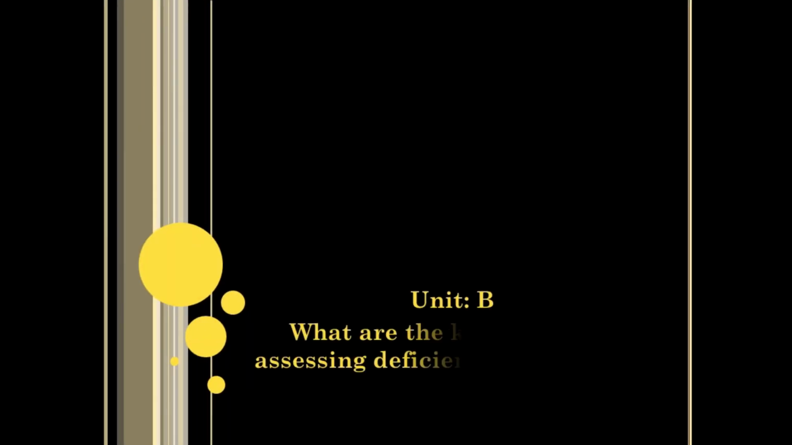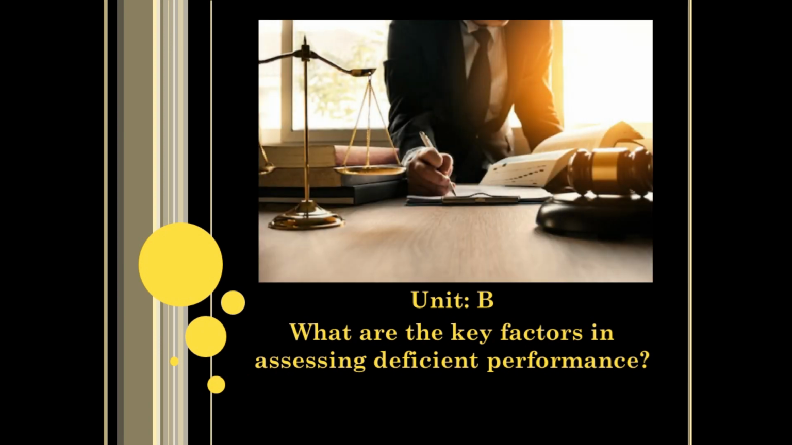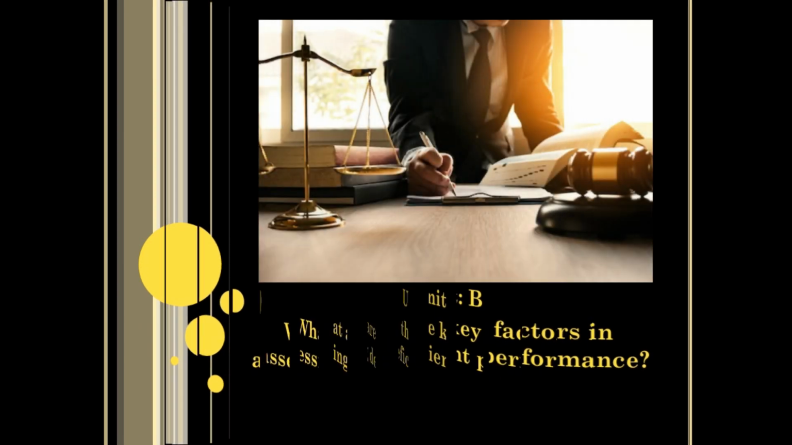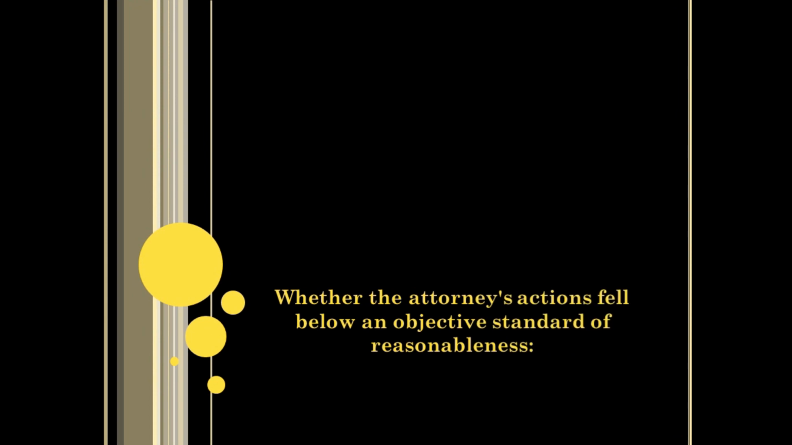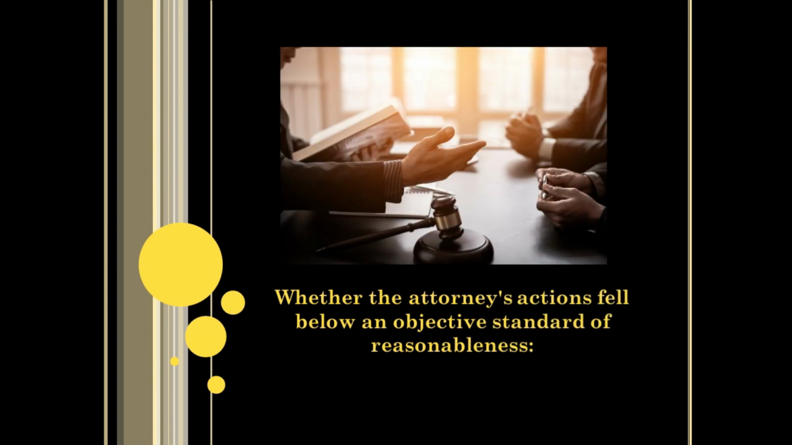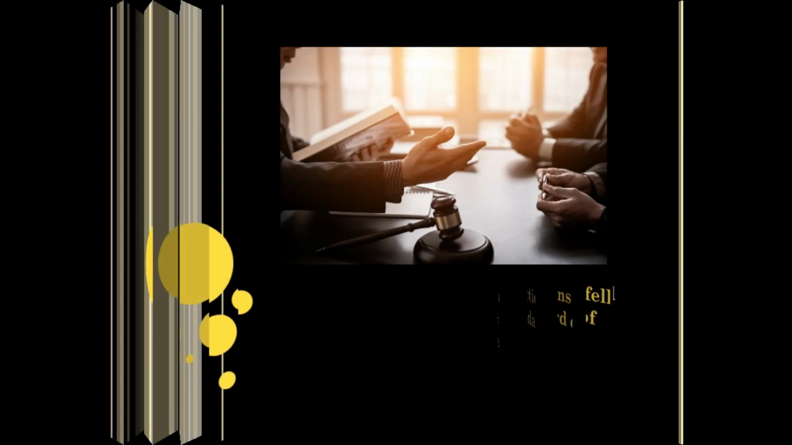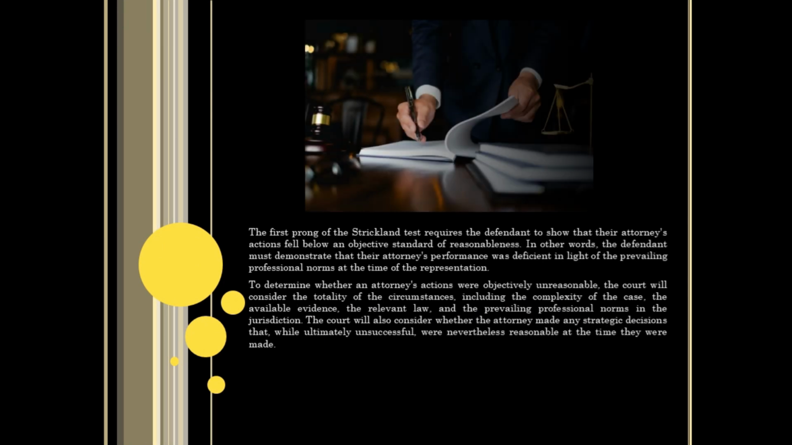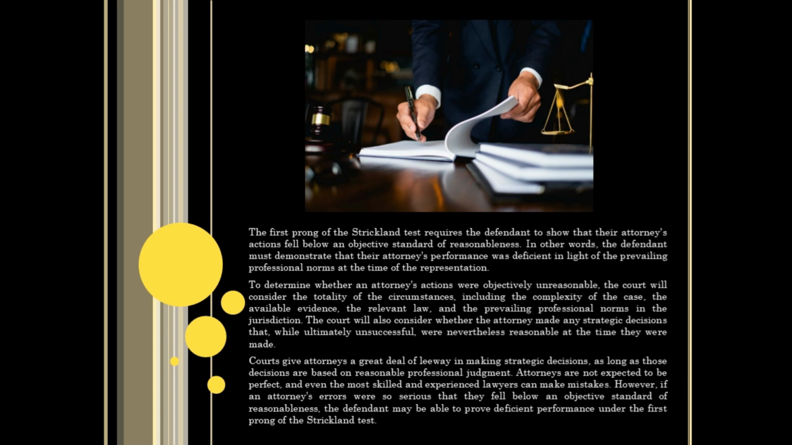Unit B. What are the key factors in assessing deficient performance? Whether the attorney's actions fell below an objective standard of reasonableness. The first prong of the Strickland test requires the defendant to show that their attorney's actions fell below an objective standard of reasonableness. In other words, the defendant must demonstrate that their attorney's performance was deficient in light of the prevailing professional norms at the time of the representation.